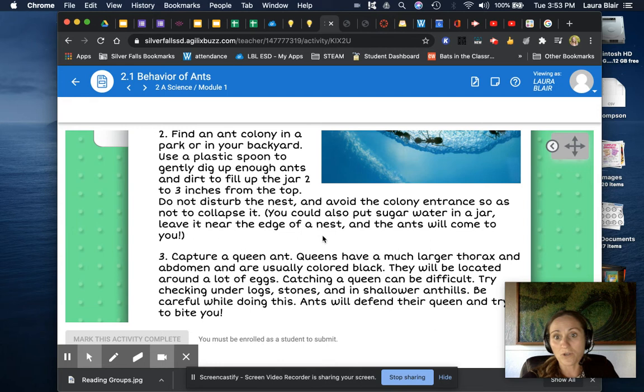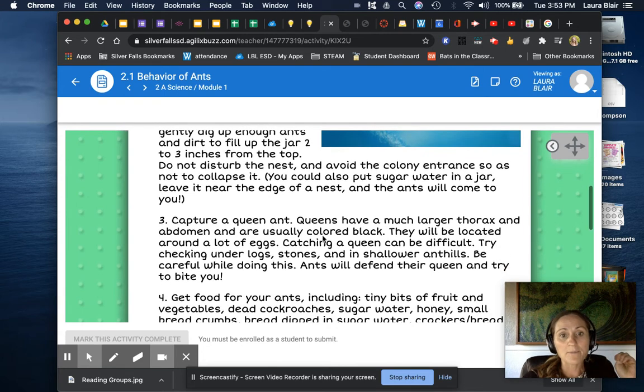You could also put sugar water in the jar. Leave it near the edge of a nest and the ants will come to you. Capture a queen ant. Queens have a much larger thorax and abdomen and are usually colored black. They will be located around a lot of eggs.